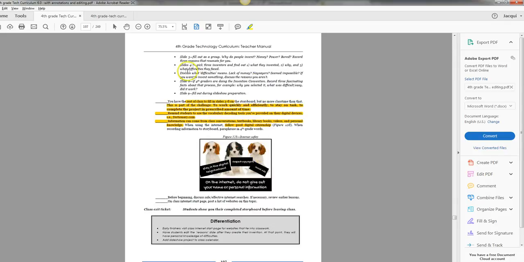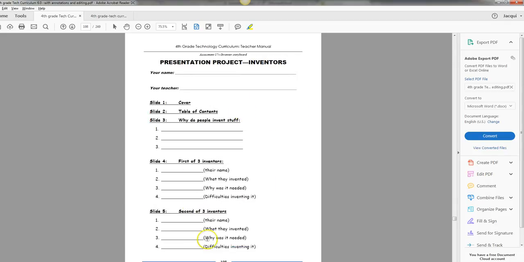Okay, slide 4 to 7, they're going to pick inventors, and this is where their research comes in. I provide them with several sites they can go to that talk about inventors, but you're going to want their name, what they invented, why was it needed? Why was Velcro or silly putty needed? And then difficulties, just general terms. What was difficult? That will come from why they invent stuff.